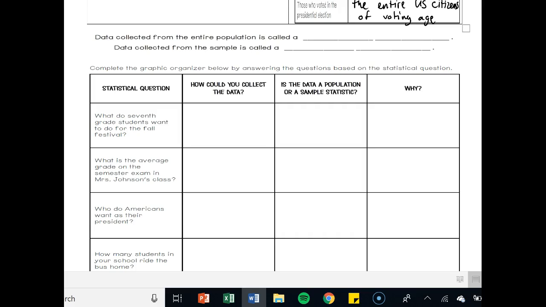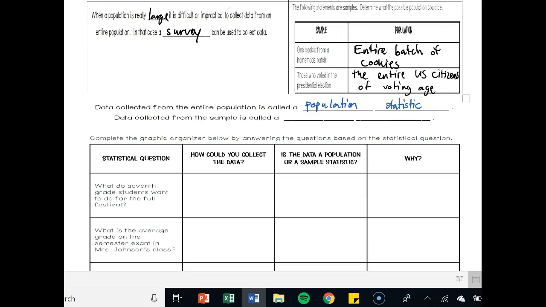If we collect data from an entire population, it is called a population statistic. The key words there are the entire population, everyone available. And data collected from a sample, just a small subset of a population, is called a sample statistic. So again, the key word there is sample. If I decide I'm not going to survey the entire middle school, I'm only going to survey a couple of 7th graders and a couple of 8th graders and forget about everybody else, that's a sample statistic. But if I say everybody in the school is going to vote on this, and I survey them all, that's a population statistic.